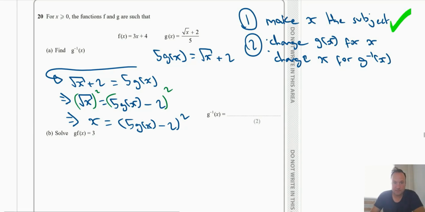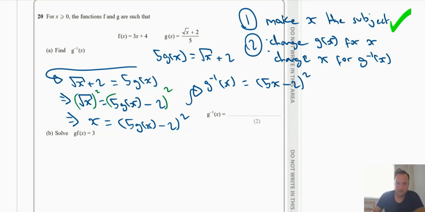And what we're going to do now, we're just going to follow the second step. Change g of x for x and change x for g to the minus 1 of x. So that means that g to the minus 1 of x is 5x minus 2 all squared. And then we can write it down again over here just to make sure. And that's really all it takes to actually work out our inverse. It doesn't have to be more difficult than what it actually is.